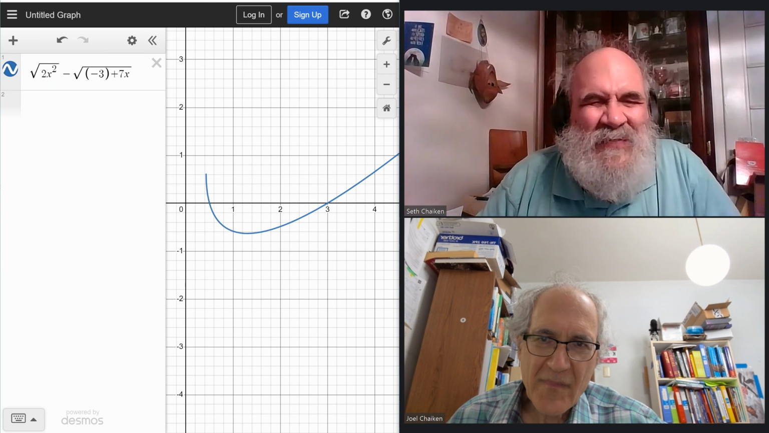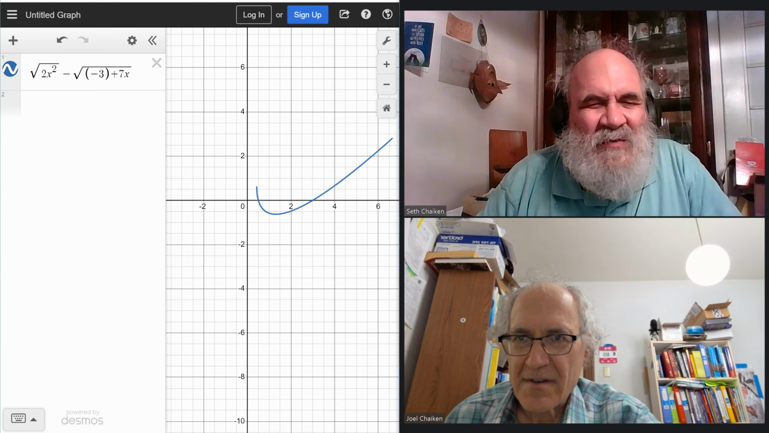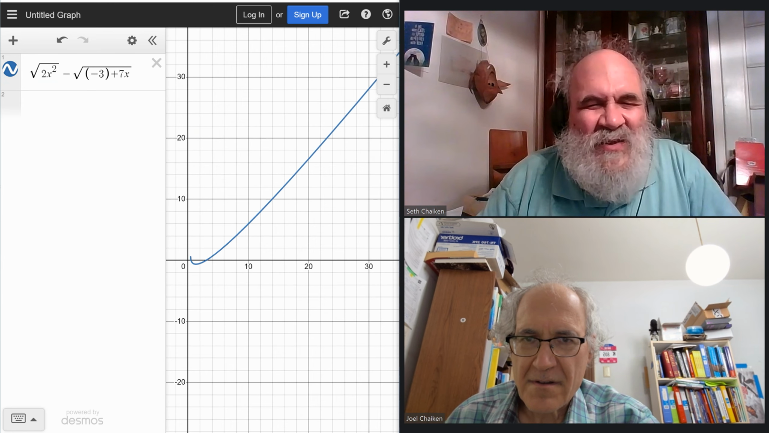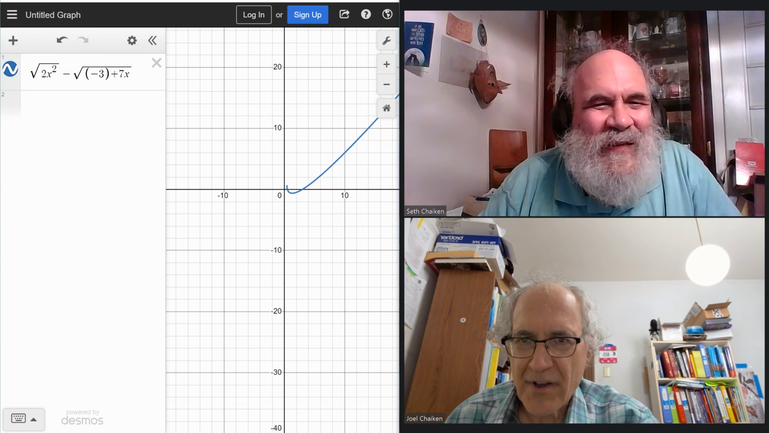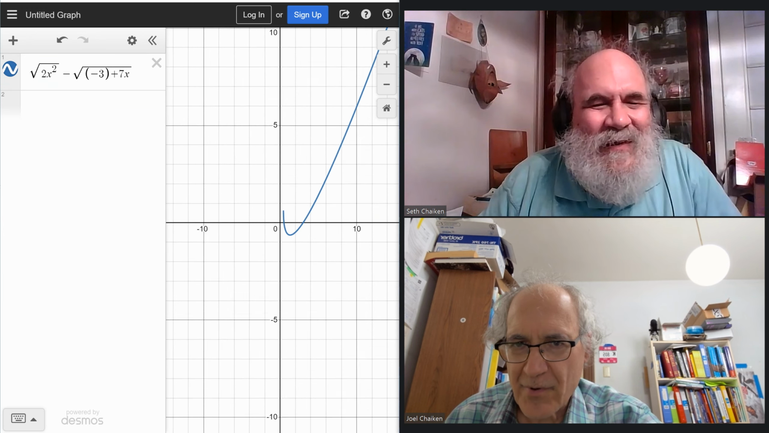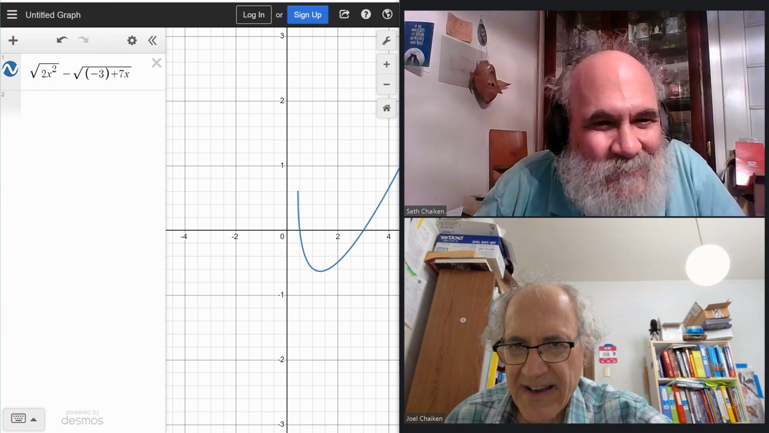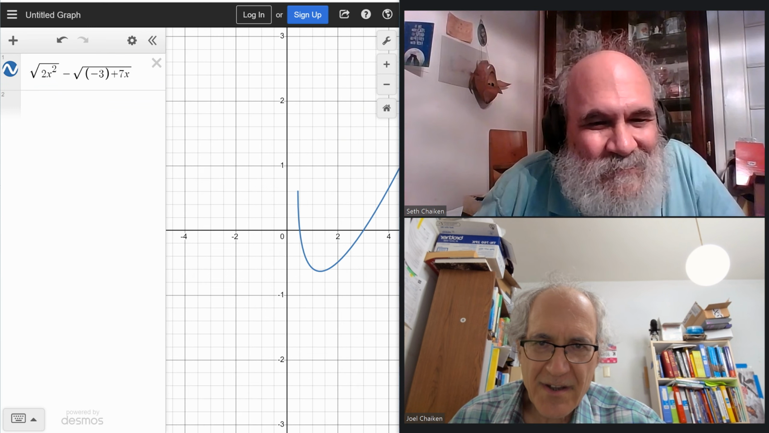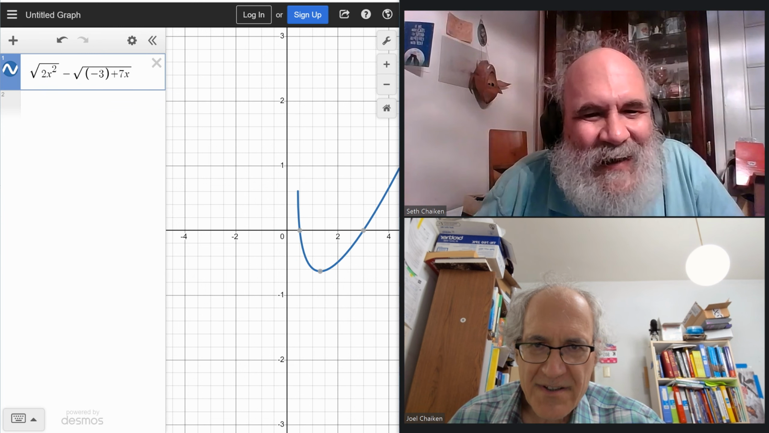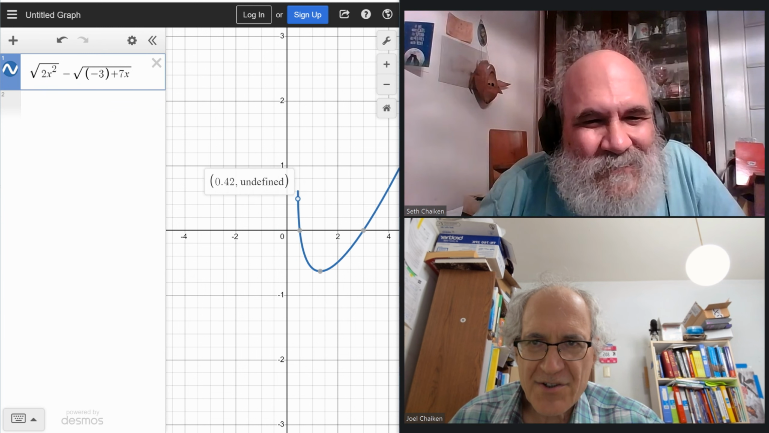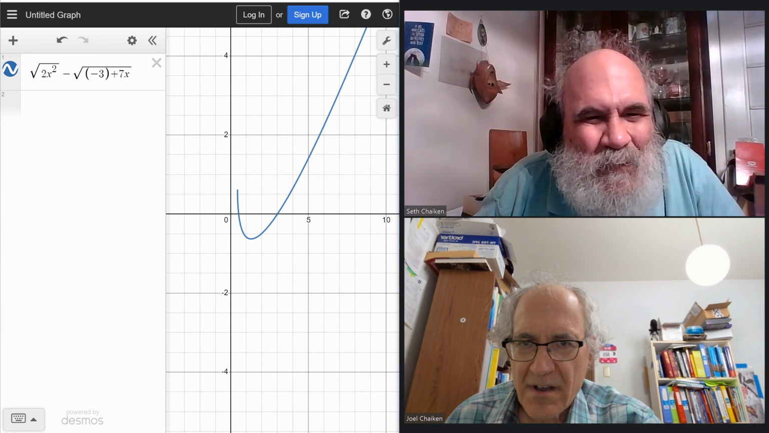For large x, it's approximately a straight line with a slope of the square root of 2. And then it looks like at some point, when you get below an x where x is something, it no longer works. It just gives up. There's a problem there, because you get the square root of something negative. Undefined.